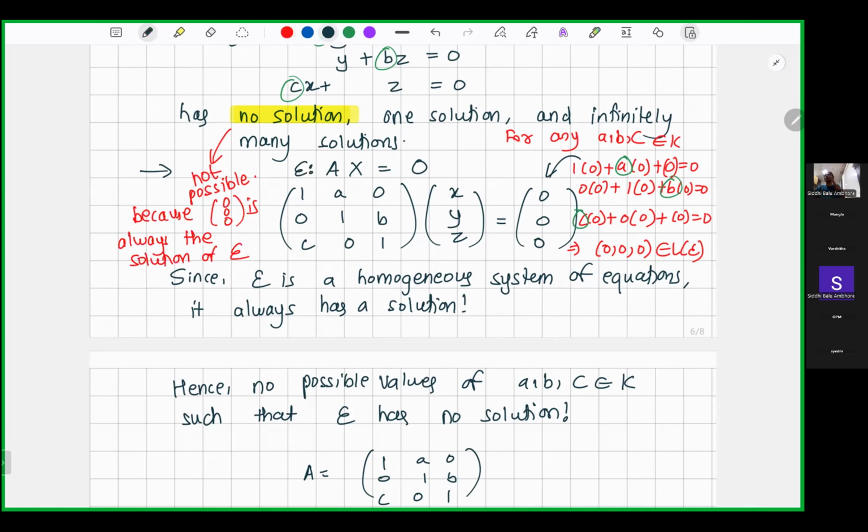Is it okay now? That no solution is not possible? Because (0, 0, 0) is always a solution of this equation, no matter what ABCs are. So you choose whichever ABC from this K, that ABC will always give me at least one solution for this system of equations, and that is (0, 0, 0). So it's not possible to have ABCs such that this system has no solution. Okay, it's clear now, I hope.